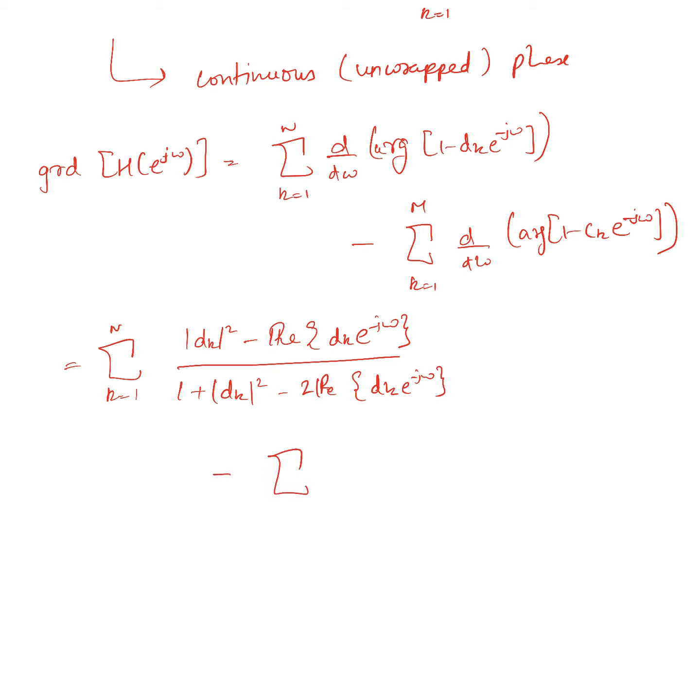minus the summation from k equal to 1 to n of mod ck square minus real part of ck e to the power minus j omega, divided by 1 plus mod ck square minus twice the real part of ck e to the power minus j omega. So this is just for your reference. You don't need to remember these formulas, but you can compute them yourself as well once you are given the rational function of the system.